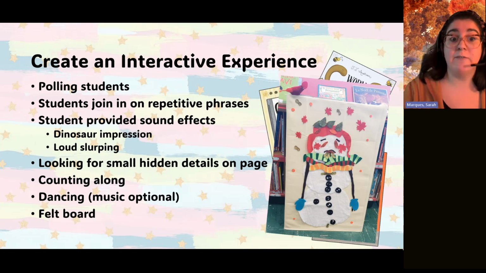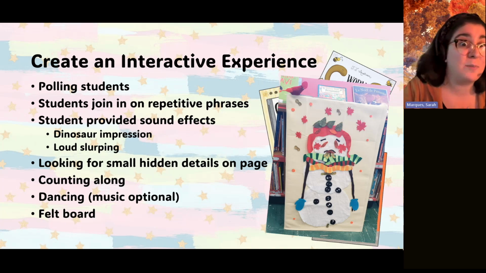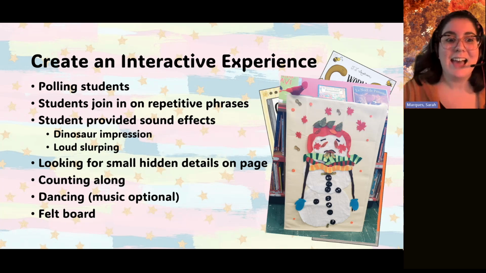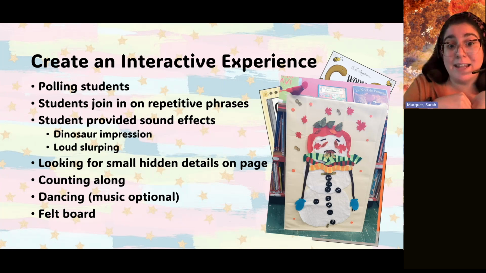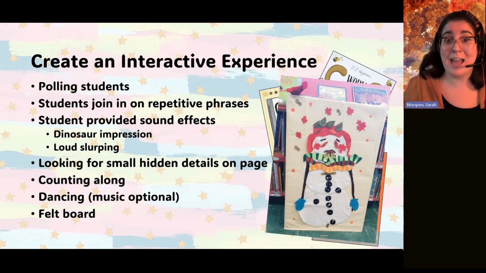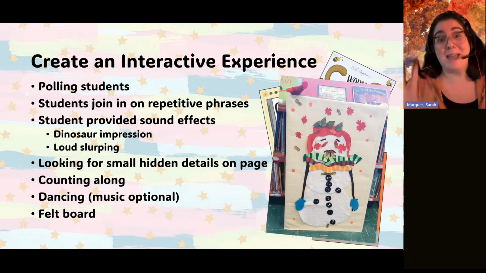Students can also join in on repetitive phrases. Like the book Going Up, that is a repetitive phrase and they love it. Students can also provide sound effects like dinosaur impressions, loud slurping, looking for hidden details on the page. The young ones are really good at this. Counting along, dancing, music optional. So for the book Diana Dances, I would turn on some music and have a little dance party whenever Diana dances. That one is a bit harder to tame down, so don't do this like the first week.